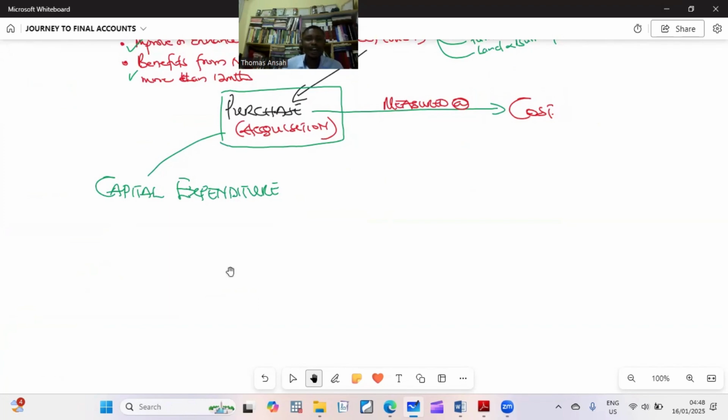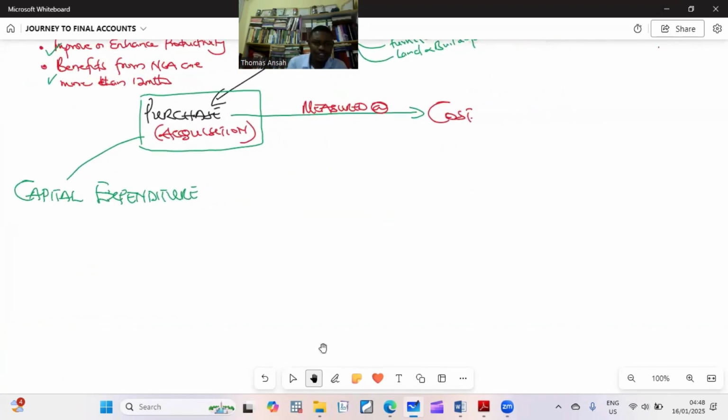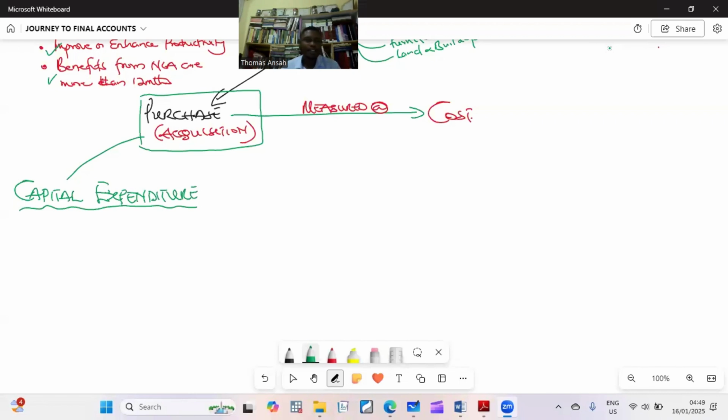And mostly these are expenditures on non-current assets. Take note of that. All right, so that is that. Now, that is the understanding you need to get about capital expenditure. I hope that is fine. So capital expenditure includes expenditures on assets that are not for resale. The benefit is more than 12 months. Okay, they are for the long term.